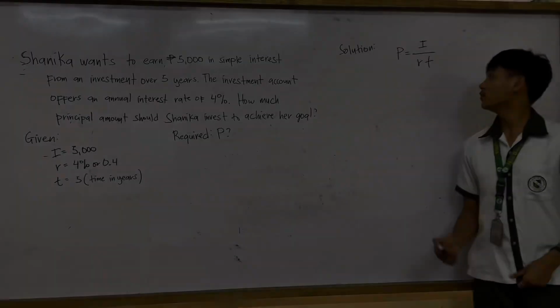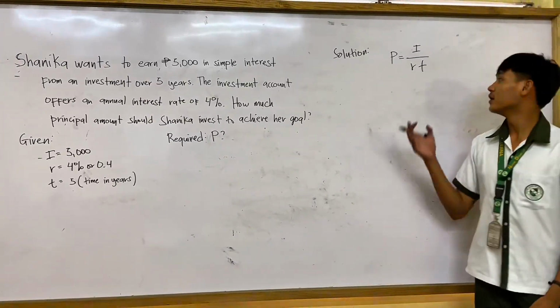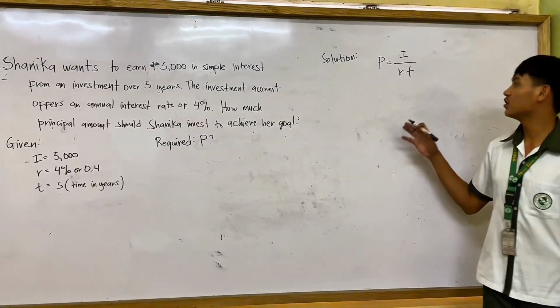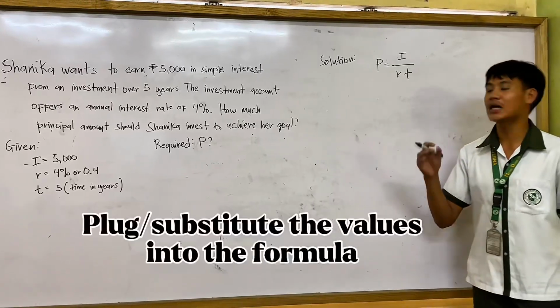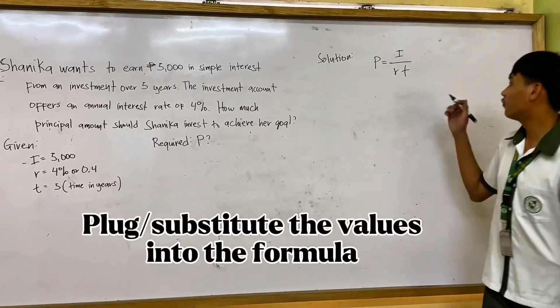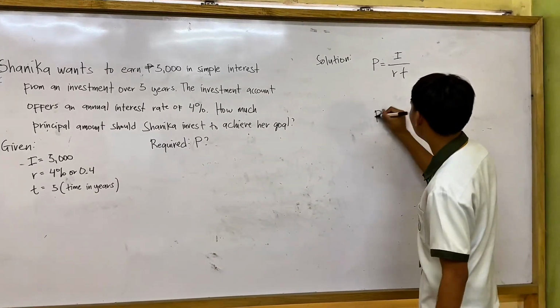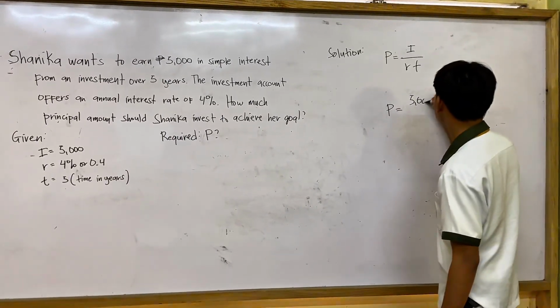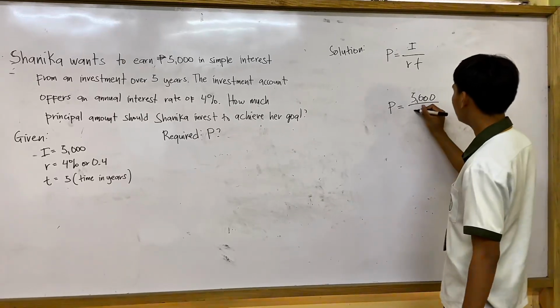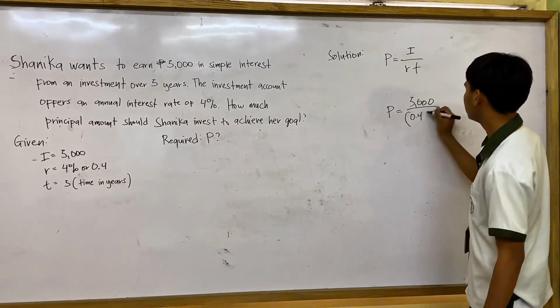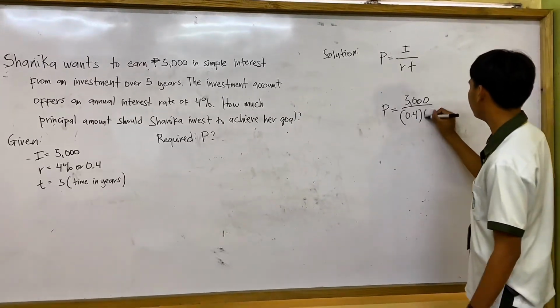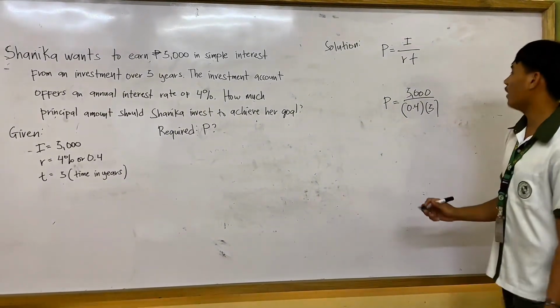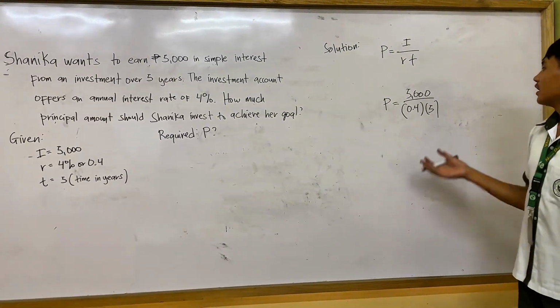invest. So for the solution, I have a formula here. The first thing to do is to plug or substitute the values into the formula. So principal equals interest, which is 5,000, over rate of 0.04 and 5. After this, we're going to simplify it.